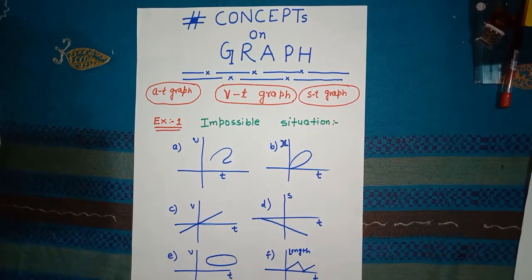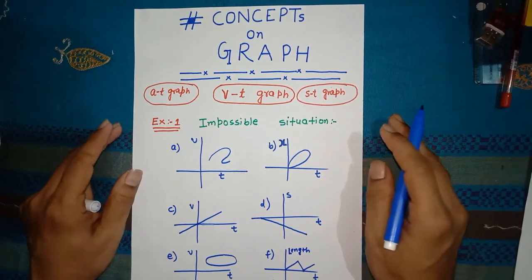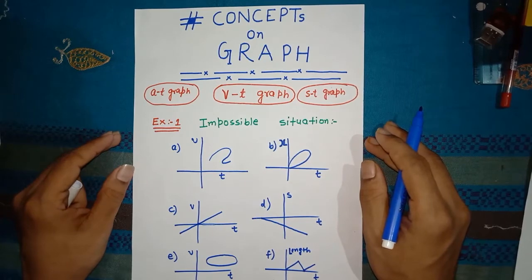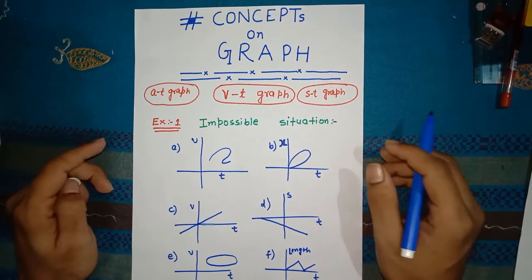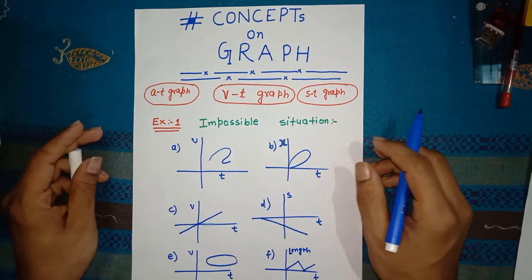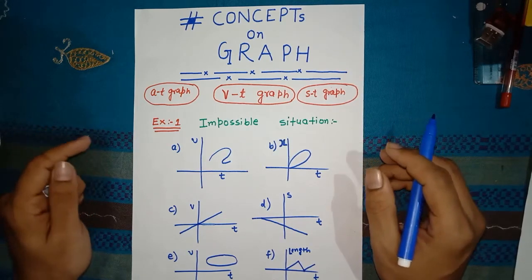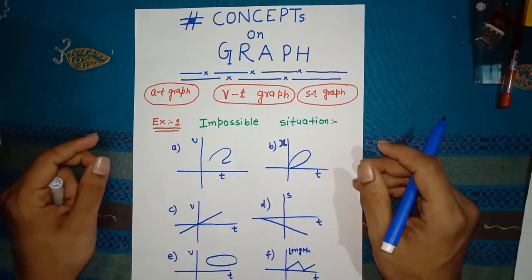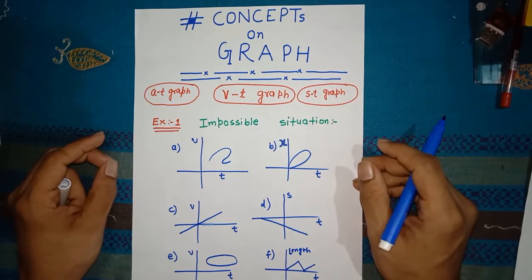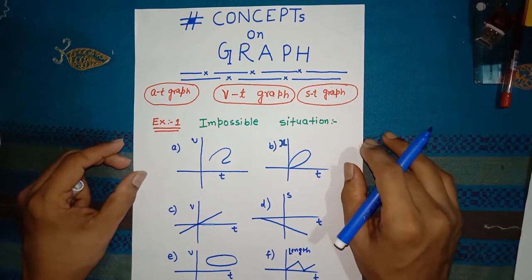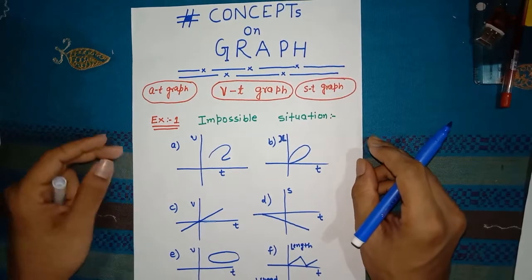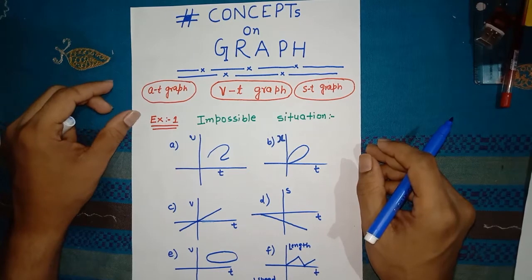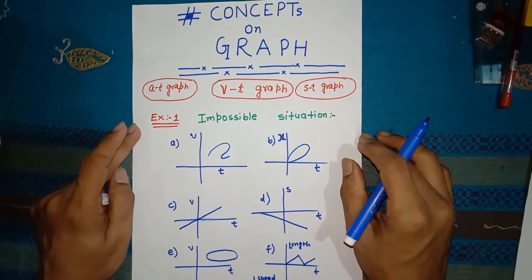So here I am giving you different types of situations, and you have to read them and then take the information which is hidden in the graph. First of all, I am giving you impossible situations that cannot be possible in the real world.